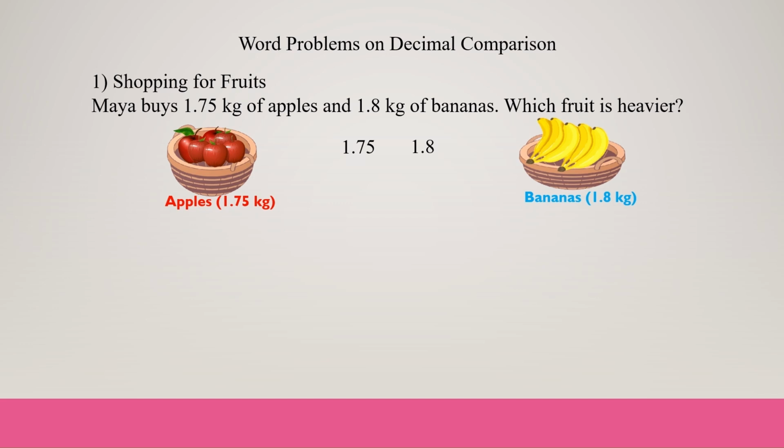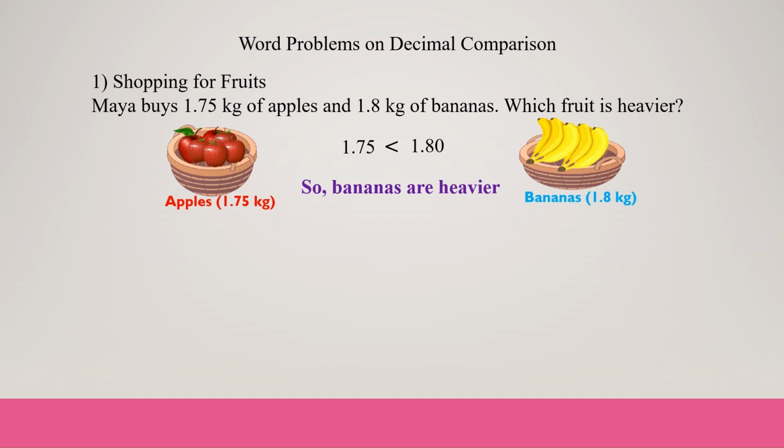We'll compare 1.75 and 1.8 by aligning decimal places. So we'll convert the decimal places to like decimals the way you have done it in like and unlike decimal topic. So 1.8 becomes 1.80. Now it is easy for you to compare. If you compare it as 175 and 180, 175 is less than 180. So we have 1.75 is less than 1.80. The question is, which fruit is heavier? So here bananas are heavier.